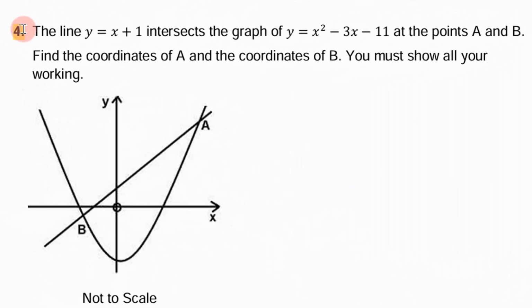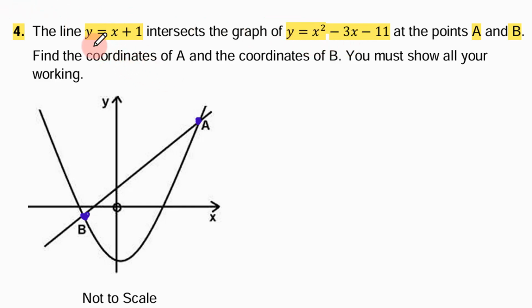So in question 4 it says, the line y equals x plus 1 intersects the graph of y equals x squared minus 3x minus 11 at the points A and B. So at these 2 points, A and B, find the coordinates of A and the coordinates of B. What's important to note is that whenever we solve 2 equations simultaneously, we are really finding the coordinates of the points of intersection. In other words, we must solve these 2 equations simultaneously.